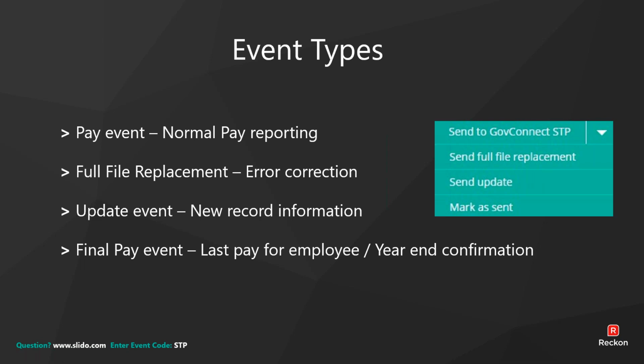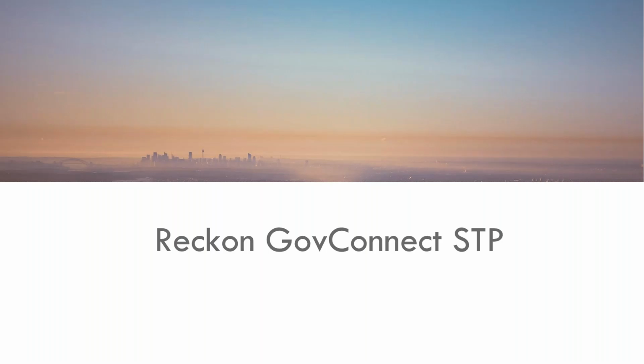Like say, for example, an employee's pay was incorrect. So you basically can submit an update pay run to the ATO. And then we also have a final pay event. So this is more for the end of financial year.